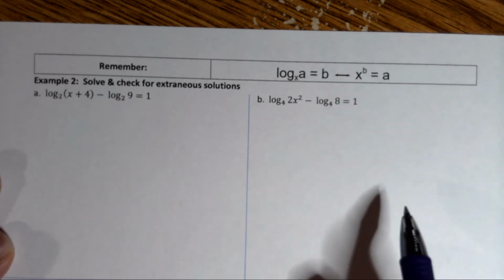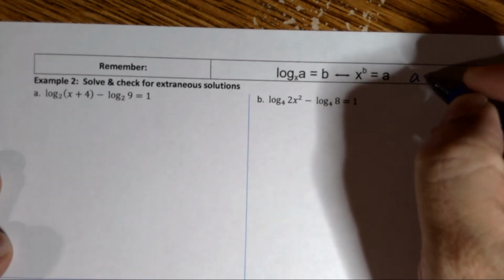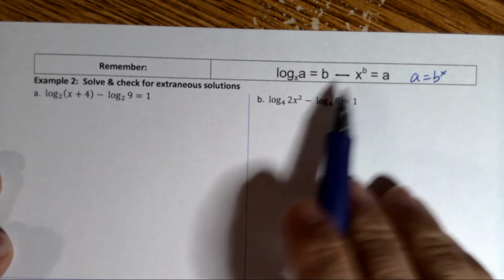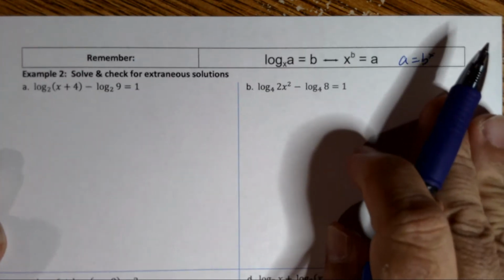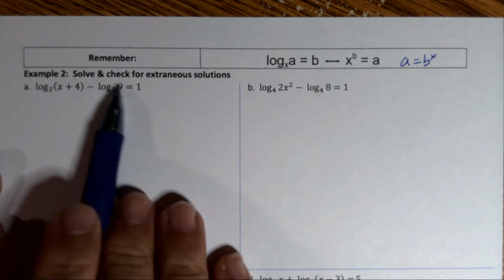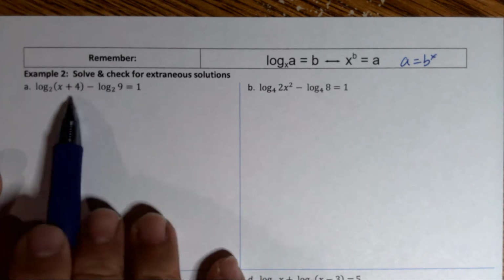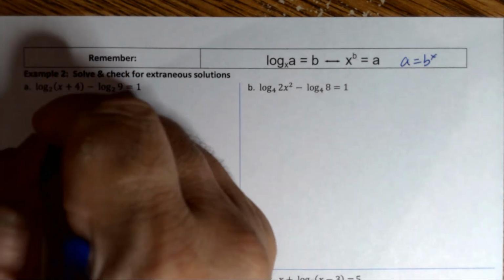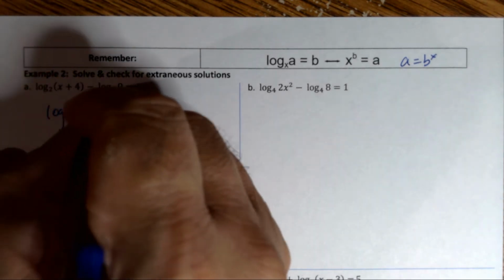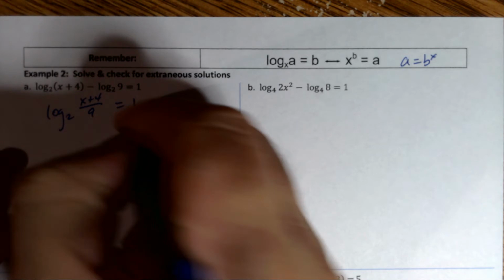Except I'm going to follow this format, a equals b to the x. Basically, I just switch the left and right side. All right, so here we go. First of all, we need to rewrite it as one log. It is subtraction, so we write it as a fraction. So it's log base 2 of x plus 4 over 9 equals 1.